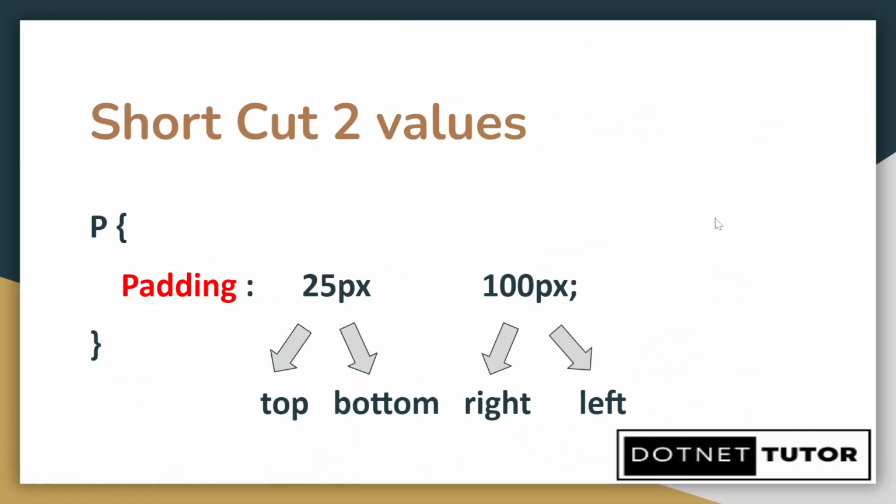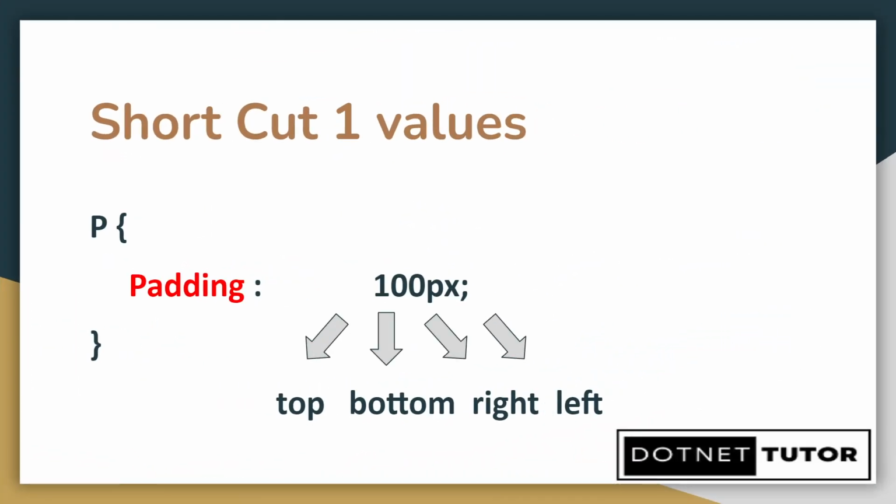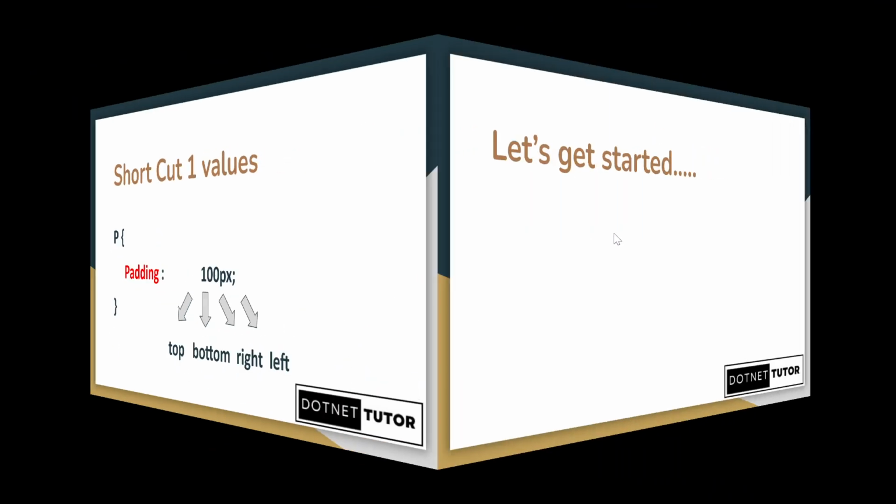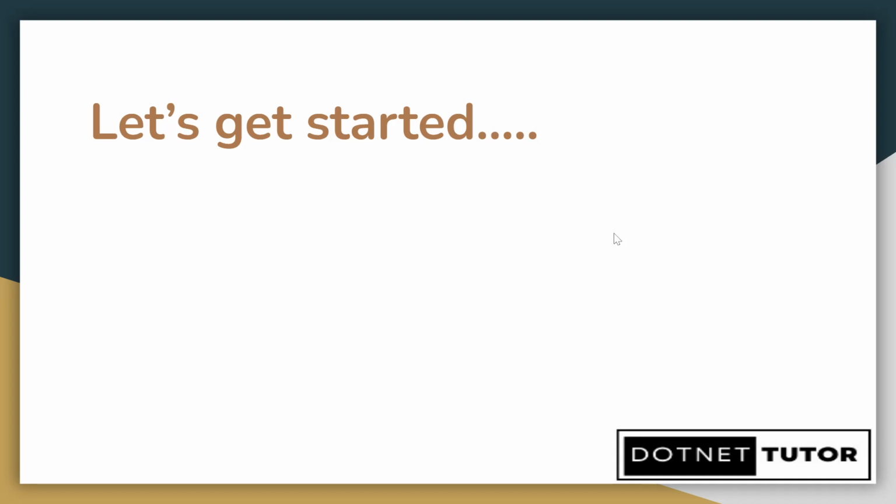If you write two values, it will take the first value as top and bottom, and the second value as right and left. If you write one value, then all the four sides inside of the element take the same value, 100 pixels here. So let's get started, and I will show this as a real-time example.